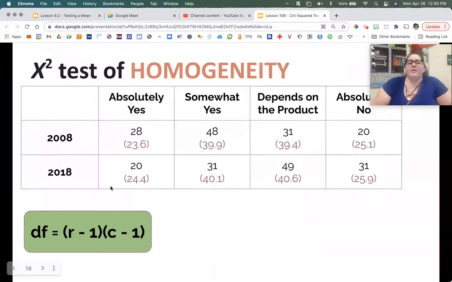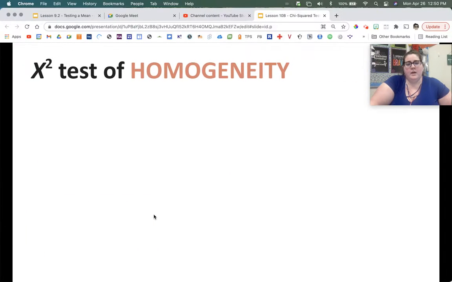The other quick way to do degrees of freedom is to cover up a row, like I usually do with my hand, and then cover up a column. However many cells are left is your degrees of freedom. Again, the calculator will figure this out for us, but it's helpful to know where it comes from, especially on multiple choice questions. So now we're ready to do the test as a whole.